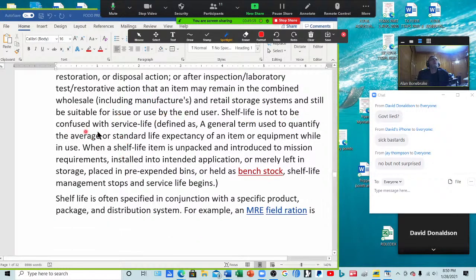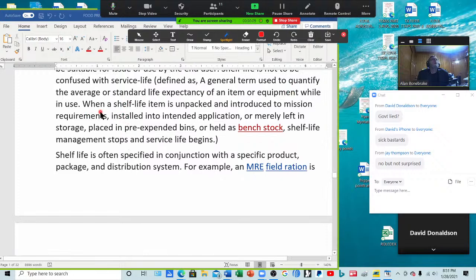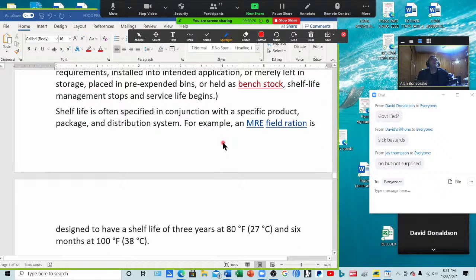Shelf life is not to be confused with service life, defined as a general term used to quantify the average or standard life expectancy of an item or equipment while in use. When a shelf life item is unpacked and introduced to mission requirements, installed into an intended application, or merely left in storage, placed in pre-expended bins or held as bench stock, shelf life management stops and service life begins.